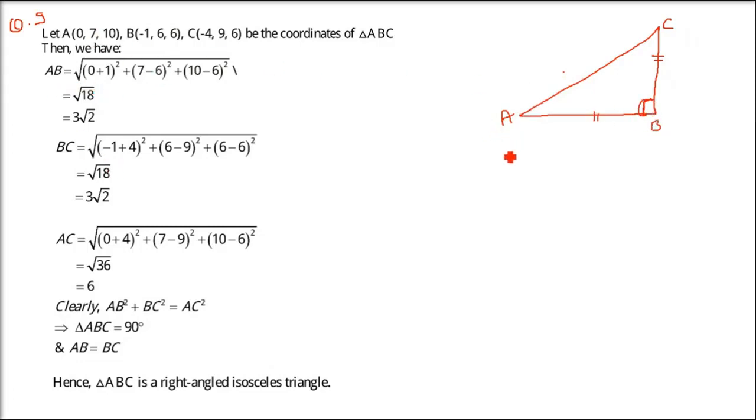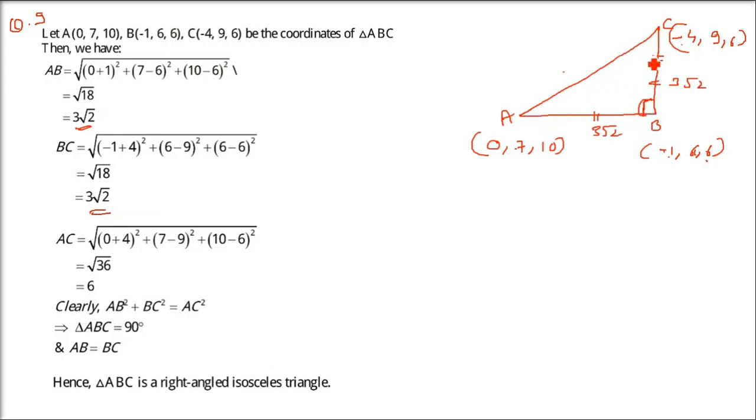Okay, so what we will do? See, first of all, this is (0, 7, 10), and this is (minus 1, 6, 6), and the third point is (minus 4, 9, 6). So just use the distance formula. For AB and BC you will see it will be 3 root 2, 3 root 2. So (6 minus 9) whole square, (6 minus 6) whole square, just take under root. So now we have this one side as 3 root 2, the other side will also be 3 root 2. Now the 2 sides are equal, so isosceles is proved.